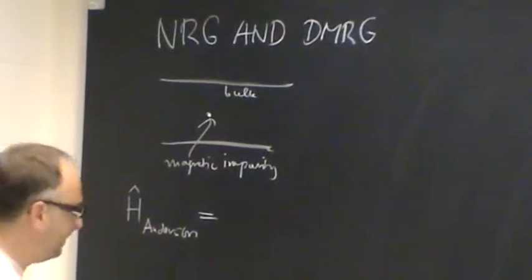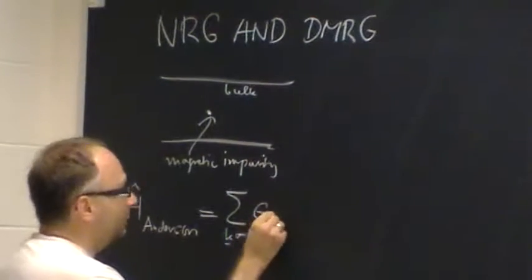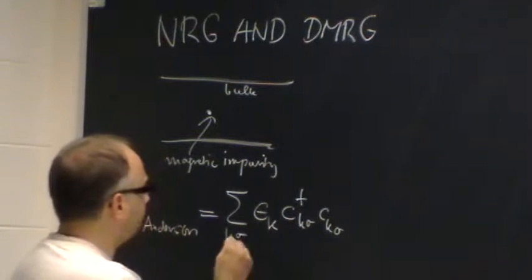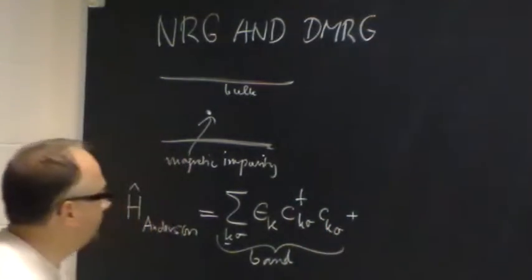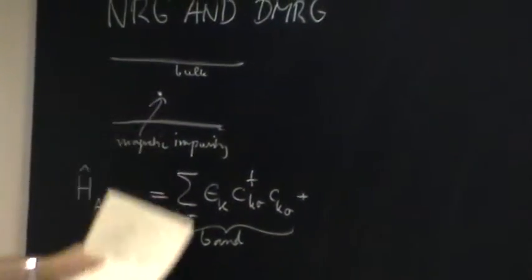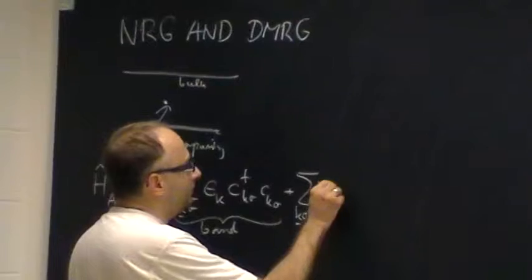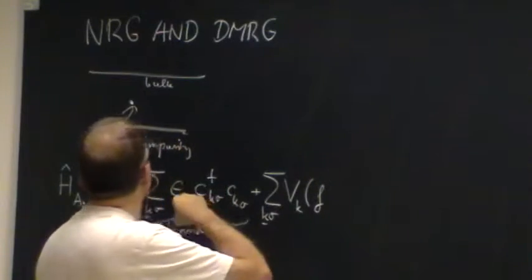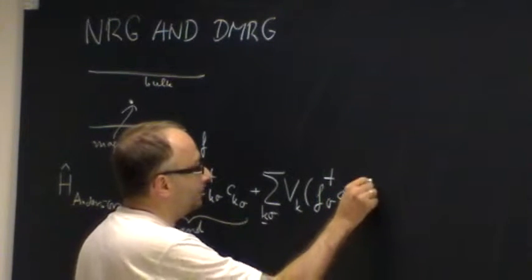And it's simply formed in the following way. You sum over momentum and spin, and then you have a band epsilon k, c dagger k sigma, c k sigma. So this is the band. And then you have the possibility of electrons hopping from one of the band orbitals or states onto the impurity and back. So you can hop from any momentum state with an amplitude V k, which is called the hybridization function. I call the localized orbital on the magnetic impurity f. So you get an f dagger sigma, c k sigma plus the Hermitian conjugate.